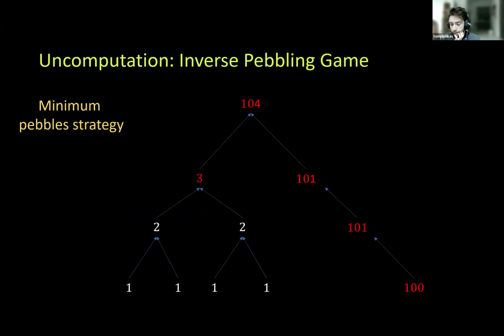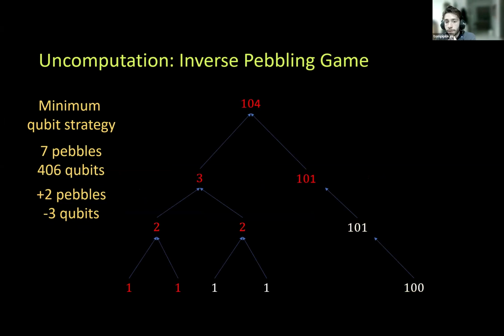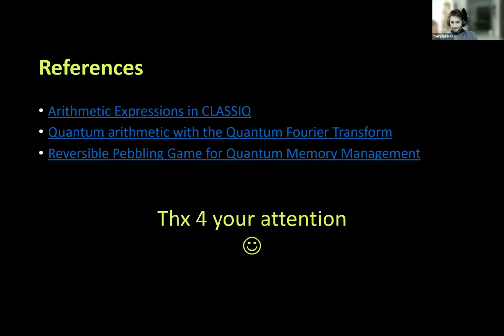Finally, I would like to mention that the minimum number of pebbles doesn't necessarily mean the minimum number of qubits, as some operators might require many more qubits, as in the example provided here. In this example, the minimum pebble strategy has 5 pebbles and uses 49 qubits, while the minimum qubit strategy requires 7 pebbles, but 46 qubits. That is 2 more pebbles, but 3 fewer qubits. Thank you for your attention.